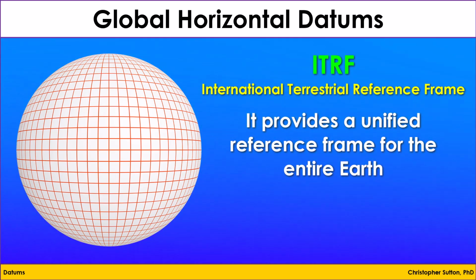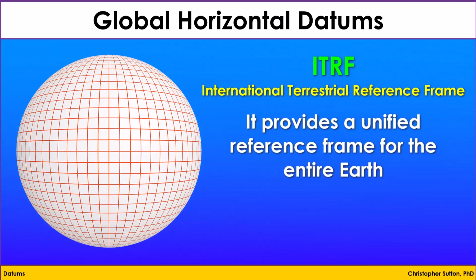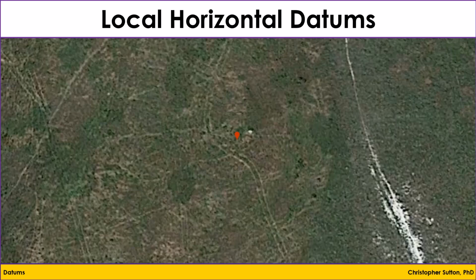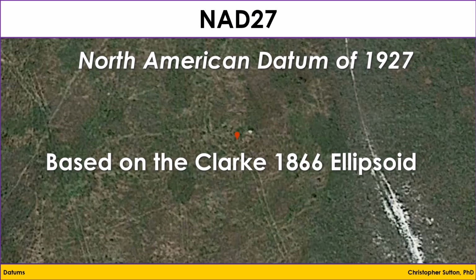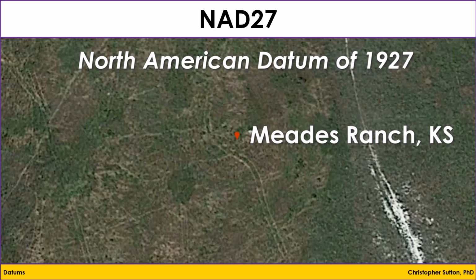The other major type of horizontal datum is a local horizontal datum. Let's look at some examples of these. The first is NAD 27, which is the North American Datum of 1927. NAD 27 is based on the Clarke 1866 ellipsoid and was created using ground surveys and measurements. In this datum, the Clarke ellipsoid is aligned to a fixed control point on Earth's surface.